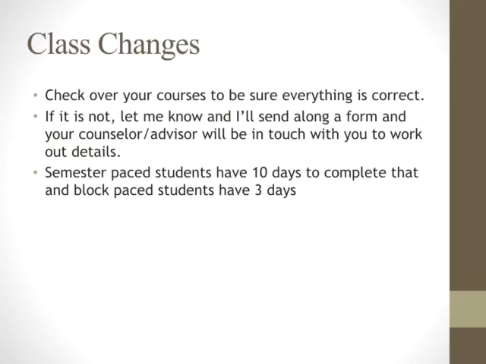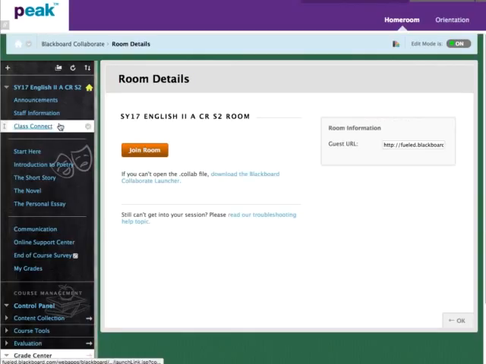Now the last little bit is just I want you to look over your schedule, make sure everything is right. If there's something that isn't right, let me know. I can send along a form that will have your counselor or advisor getting in touch with you to work out whatever details need to be worked out. You have about 10 days to do that if you're semester paced and 3 days to do that if you're block paced.